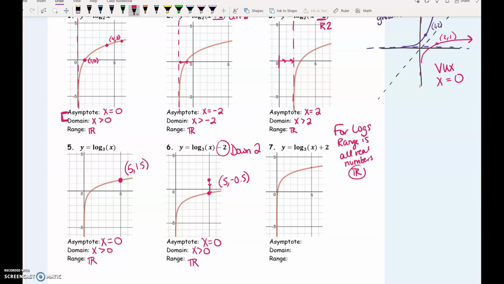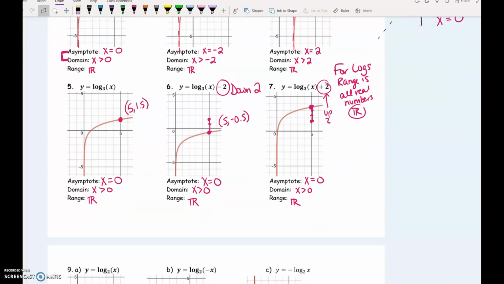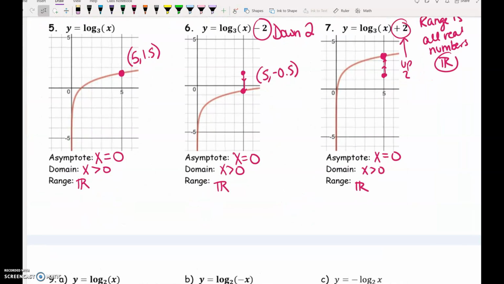Number 7, if you look at that point at x equals 5, instead of being here, it has moved up 2. So this plus 2 means up 2. It hasn't changed the asymptote, the domain, or the range. So 5, 6, and 7 are kind of boring because the asymptote, domain, and range have not changed.